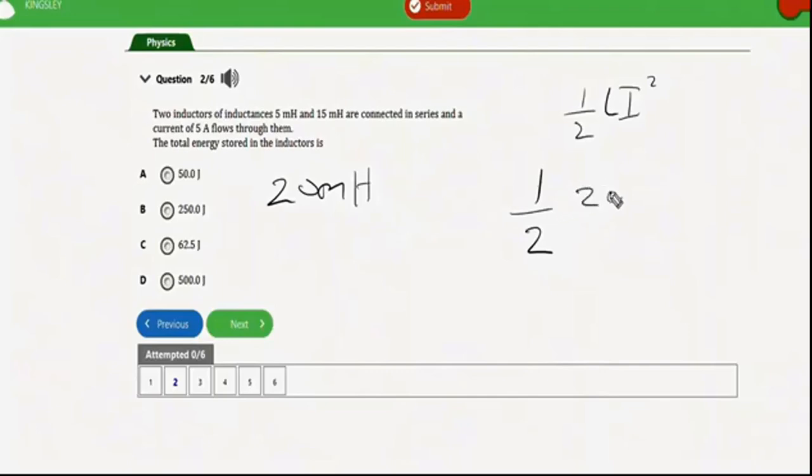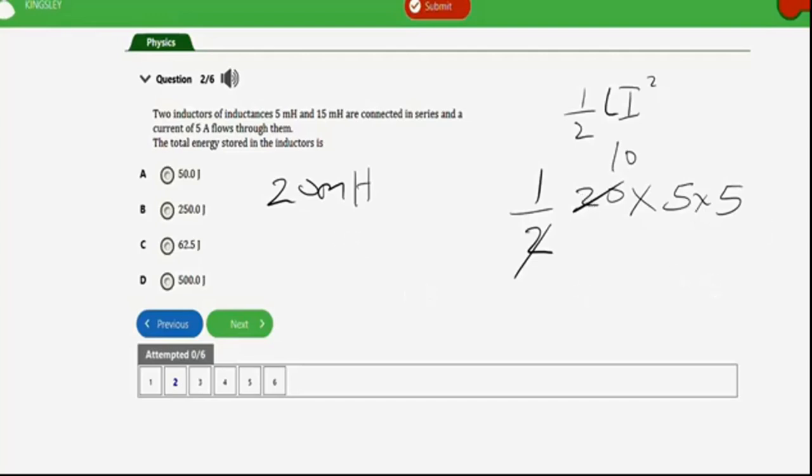It will have 20 times the current, which is 5. So 5 squared will be 5 times 5. It will cancel itself, 1, cancel this one, 10. We have 10 times 5, that's 50. 50 times 5 gives you 250 joules. So the right option is what? Option B, which is 250 joules. Now if you have to convert this 20 millihenry to Henry, all you need is to divide this by 1000 and it will be converted to Henry. So just take note of this.